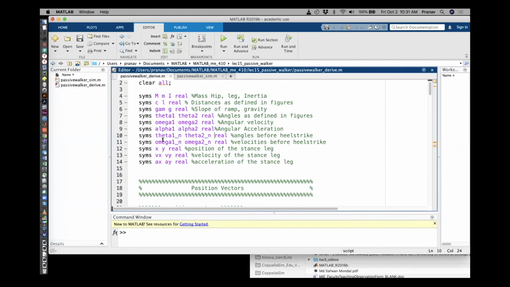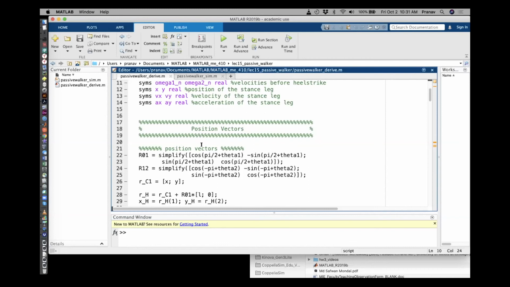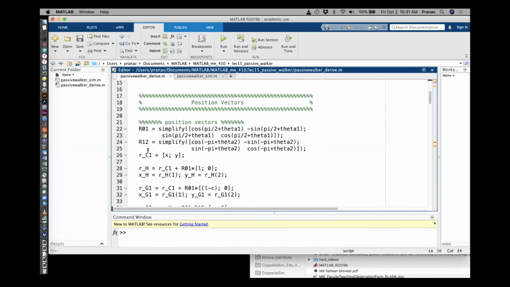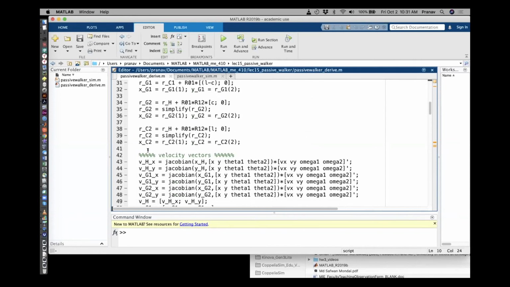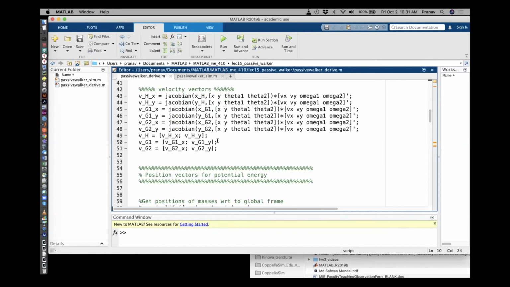So define all the symbolic variables. To do the Euler-Lagrange, I define position vectors. The rotation matrix is exactly like the ones I wrote down on paper, so I will not go through them. The velocity we saw is simply taking the Jacobians of different points with respect to theta 1, theta 2. So there are 4 variables, x, y, theta 1, theta 2, unlike the double pendulum where you only had 2, theta 1 and theta 2, because it's a floating base system. So I will not spend time there.